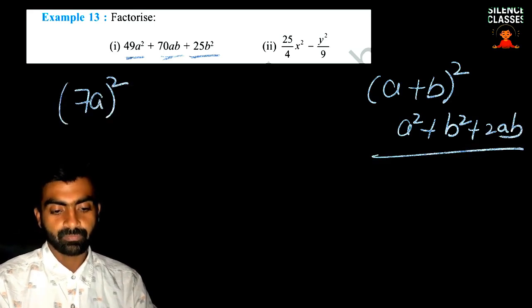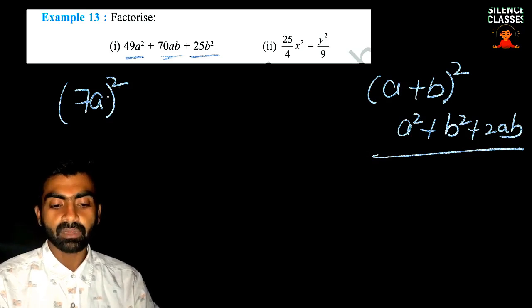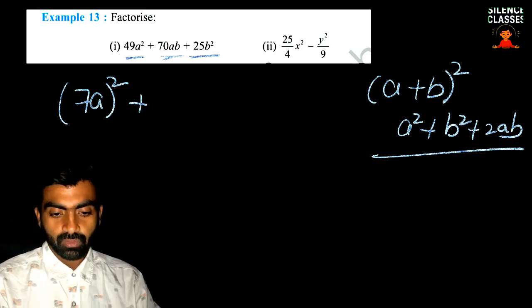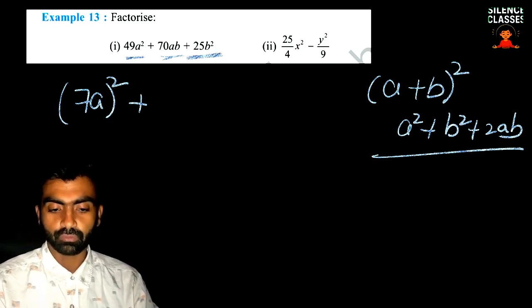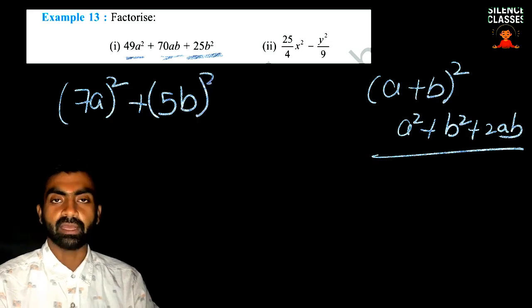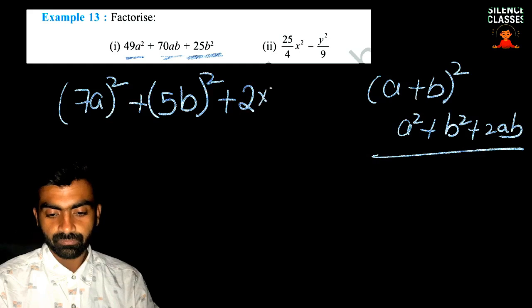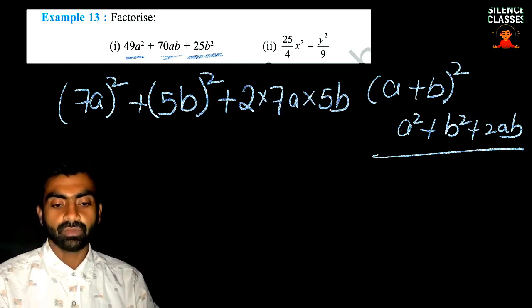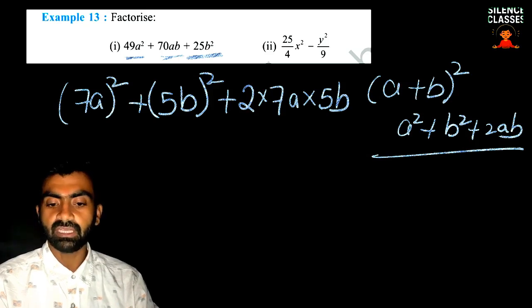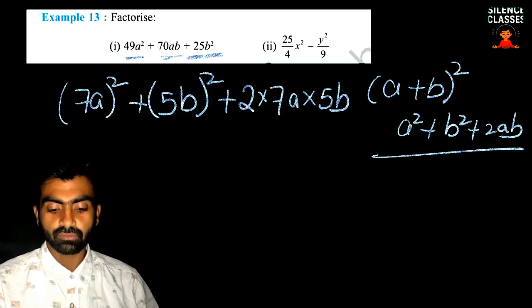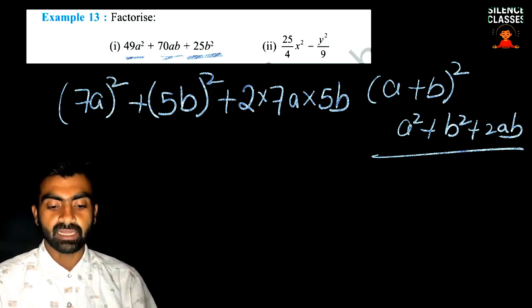7a whole square, because 7 multiplied by 7 will become 49, and a multiplied by a will become a square, plus we will move 25b square over here. B square means 5b whole square. 5 multiplied by 5 will become 25, and b multiplied by b will become b square, plus 2ab means 2 times 7a multiplied by 5b. If I multiply this, 5 twos are 10, and 10 multiplied by 7 will become 70ab. So once we open this, we will get that only.